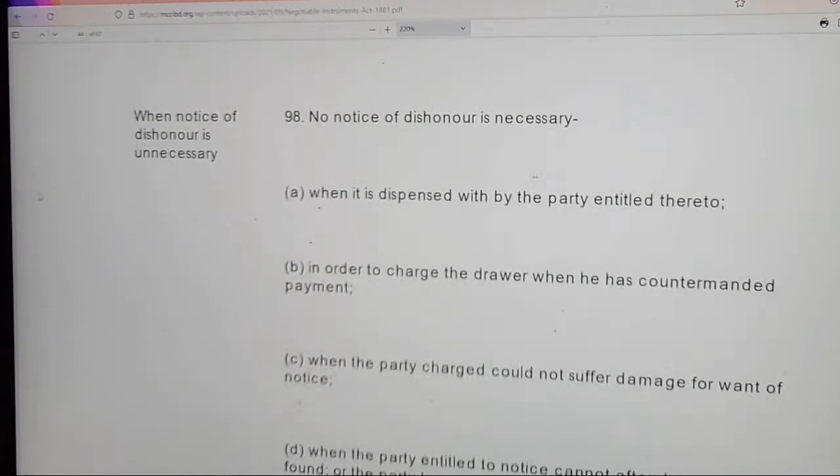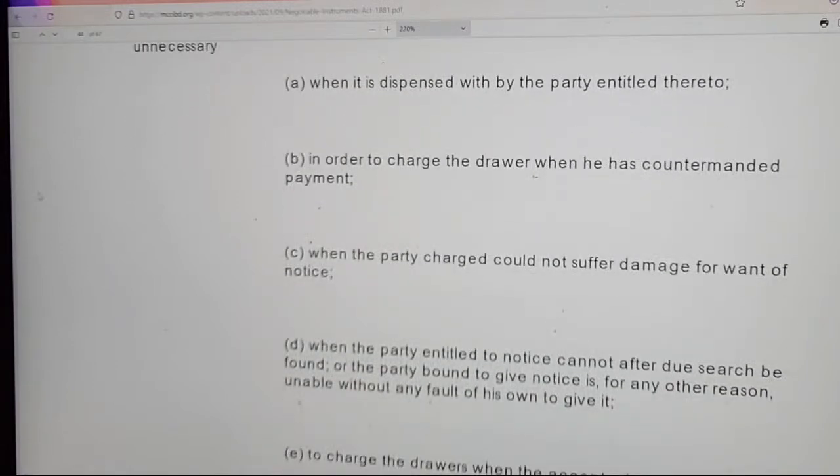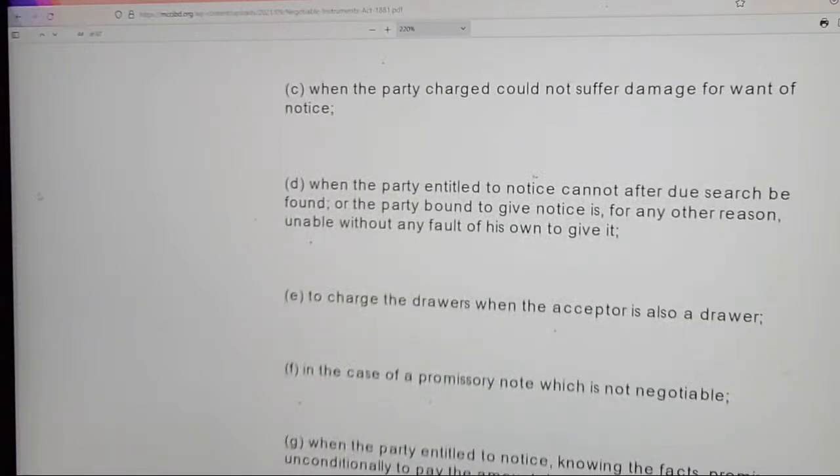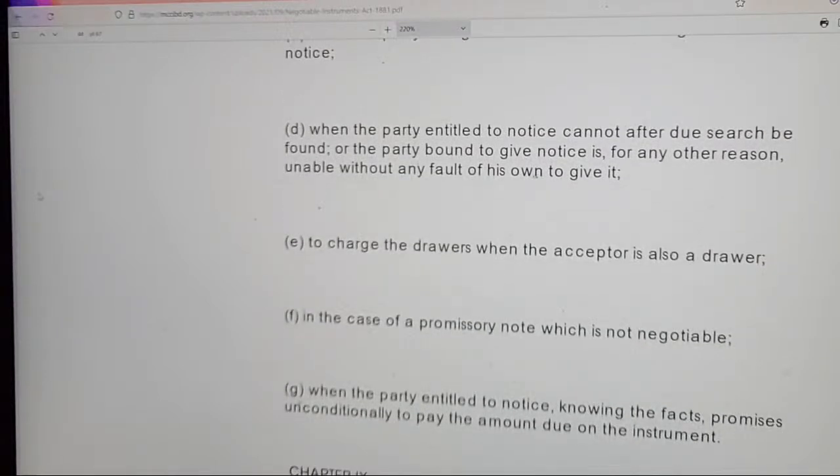When notice of dishonor is unnecessary. 98. Notice of dishonor is unnecessary: A, when it is dispensed with by the party entitled thereto. B, in order to charge the drawer when he has countermanded payment. C, when the party charged could not suffer damage for want of notice. D, when the party entitled to notice cannot after due search be found, or the party bound to give notice is, for any other reason, unable without any fault of his own to give it.